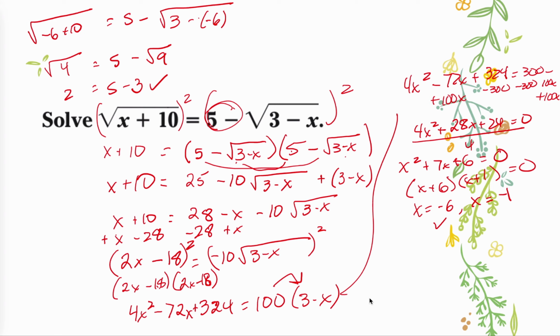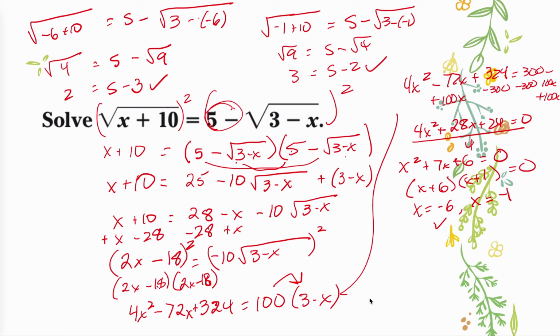Also plug in negative 1. The square root of negative 1 plus 10 equals 5 minus the square root of 3 minus negative 1. So the square root of 9 equals 5 minus the square root of 4. 3 equals 5 minus 2. That is also true. Both of these are solutions.